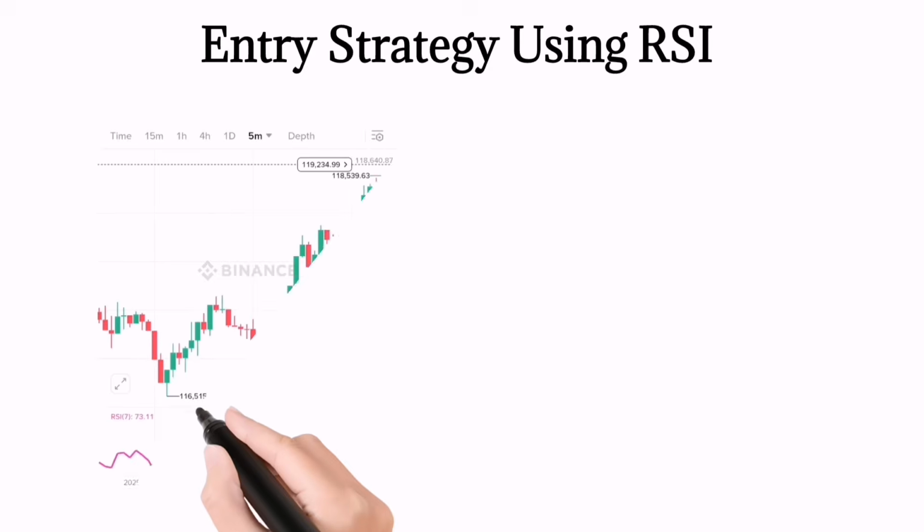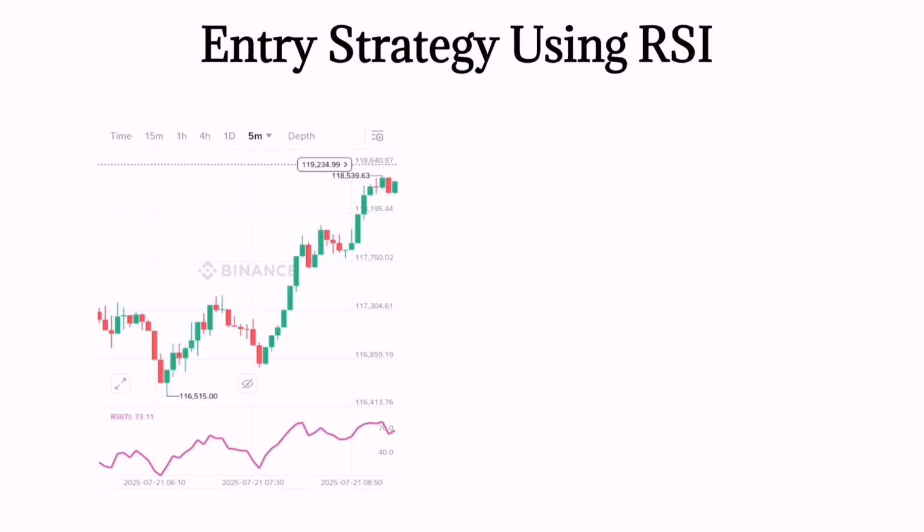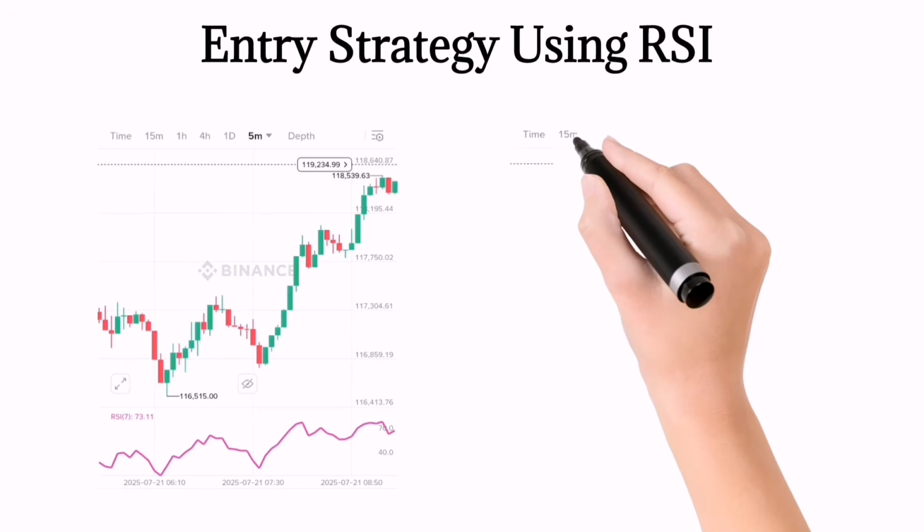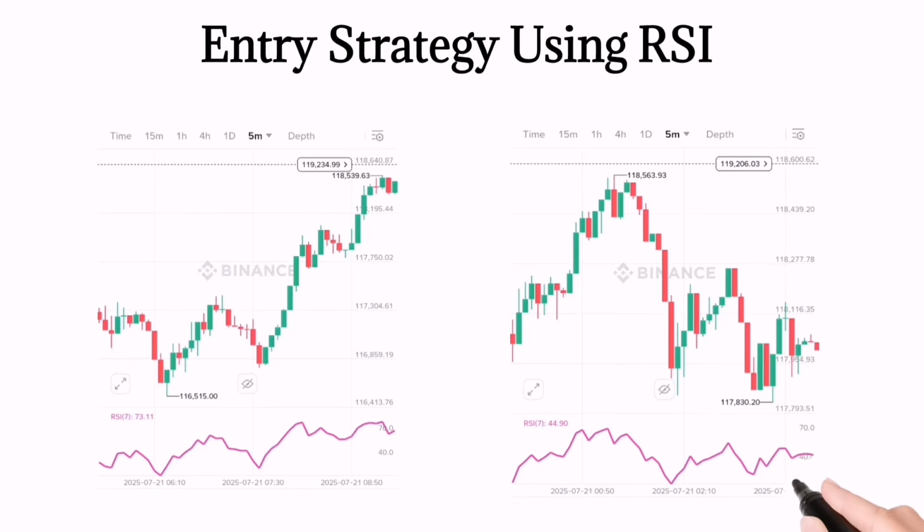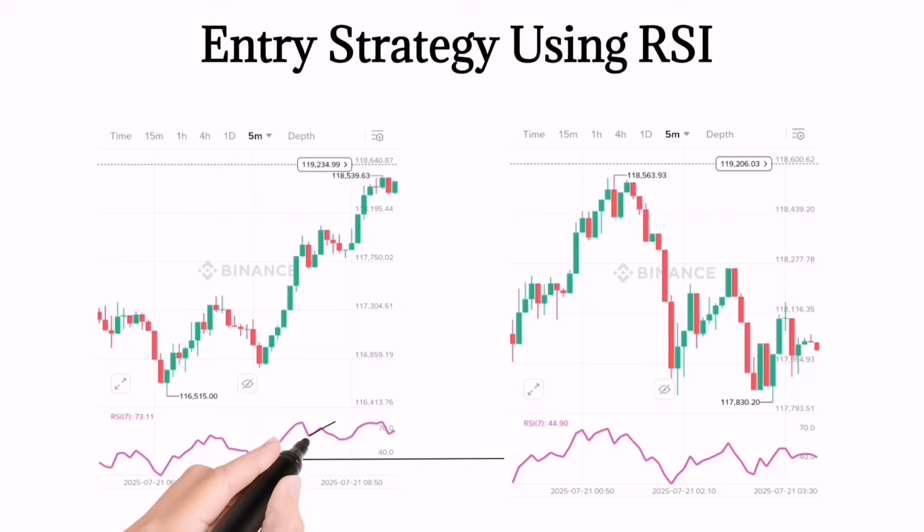Entry strategy using RSI. Here's a simple and powerful RSI entry strategy for day trading. Identify the trend. Use a moving average like the 50 EMA to find the overall direction. If price is above the EMA, focus on buy signals. If price is below, focus on sell signals.